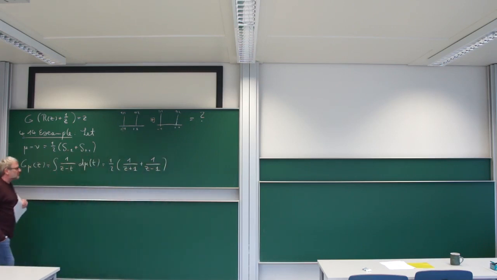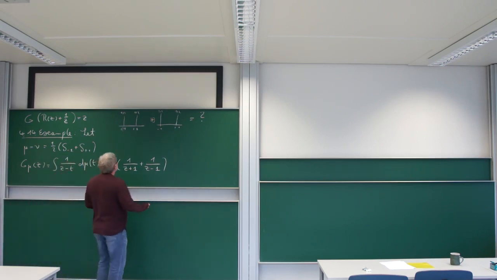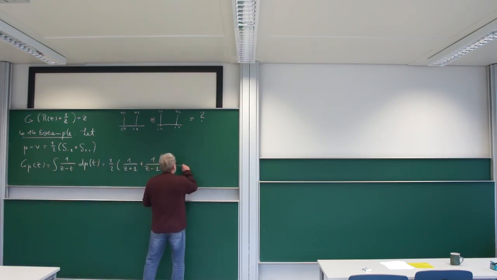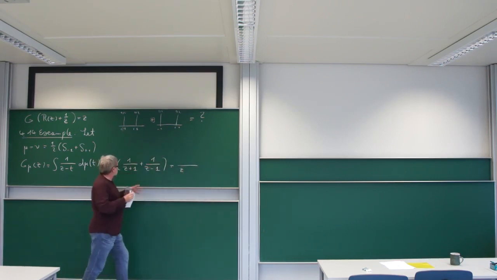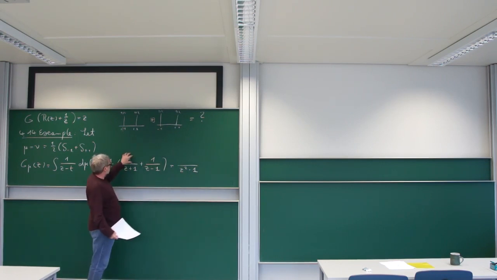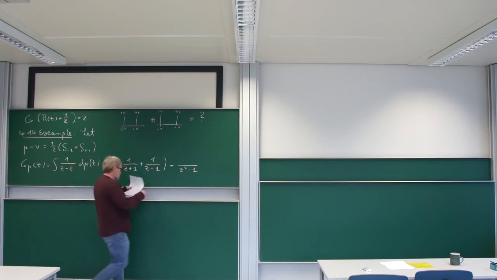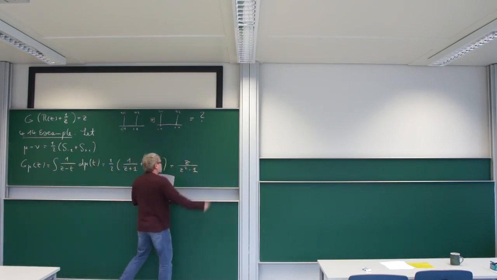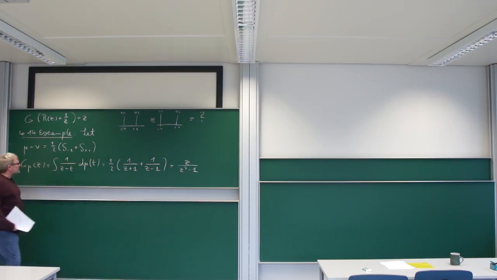So that's the Cauchy transform, and of course we can calculate this. The common denominator is z squared minus 1. Then I have to multiply here with z plus 1 and here with z minus 1. The plus and minus 1 go away, and I'm left with 2z, which cancels the 2 here. So I just have z over z squared minus 1. So the Cauchy transform of this is very easy.